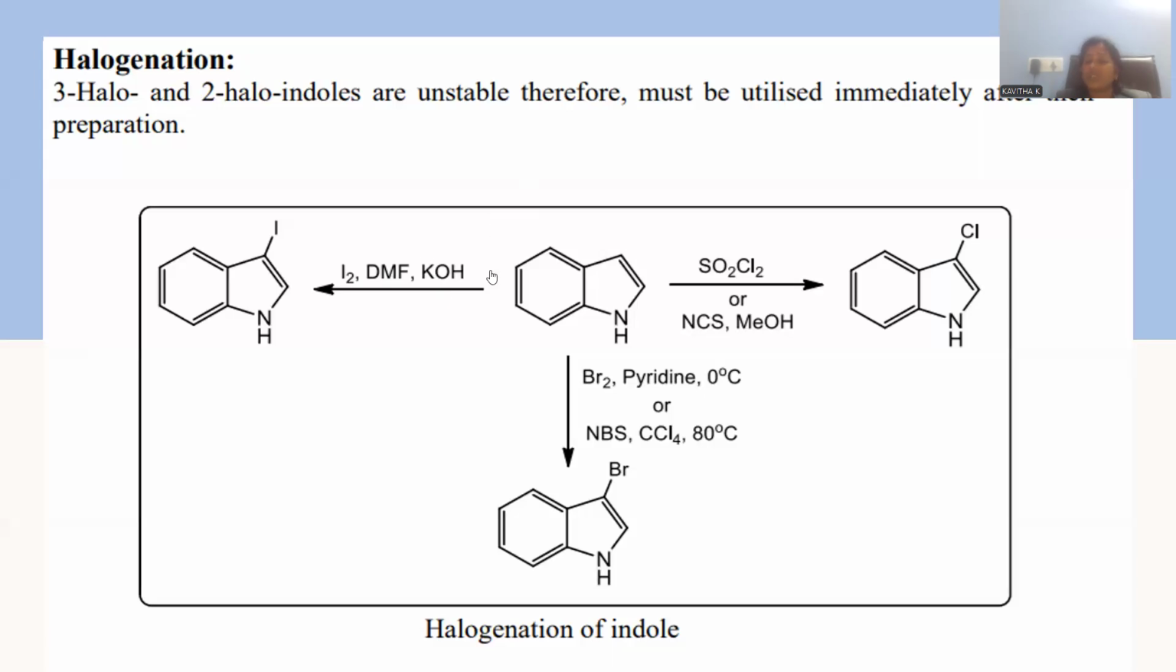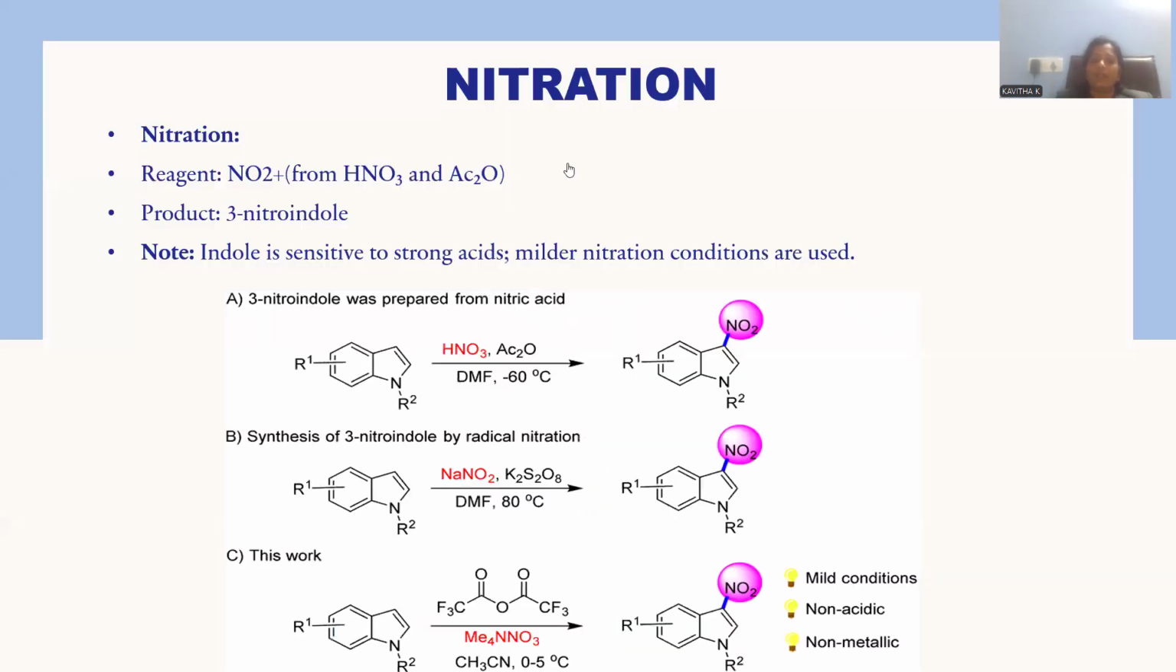Potassium hydroxide is treated as a base, so that iodination is accomplished at position number 3. This is the way multiple ways of the halogenation process are accomplished. All these come under halogenation itself. Let me perform this nitration.